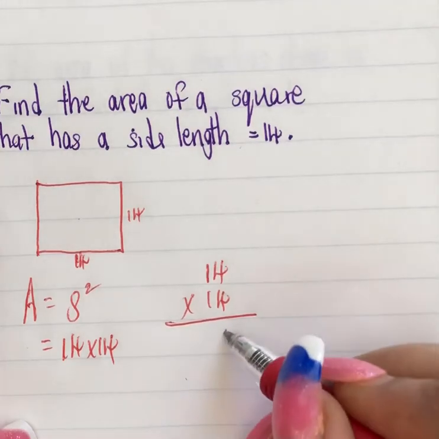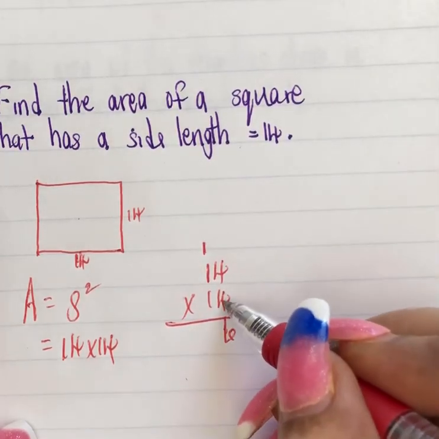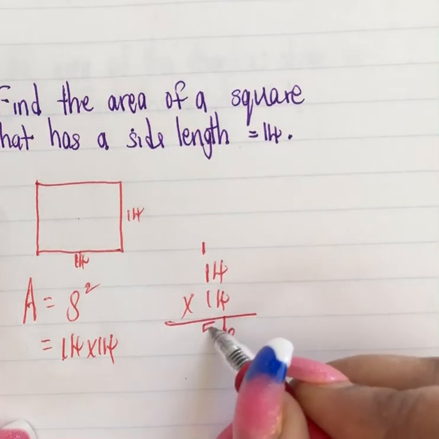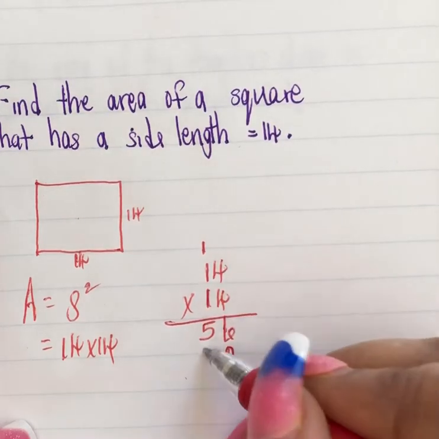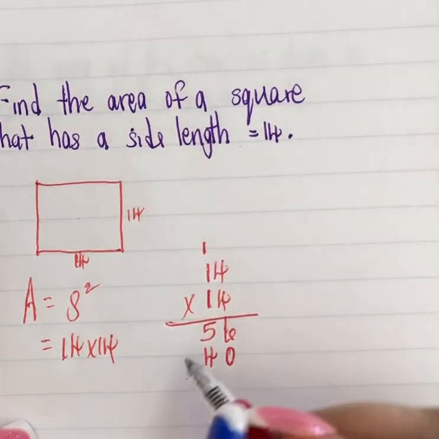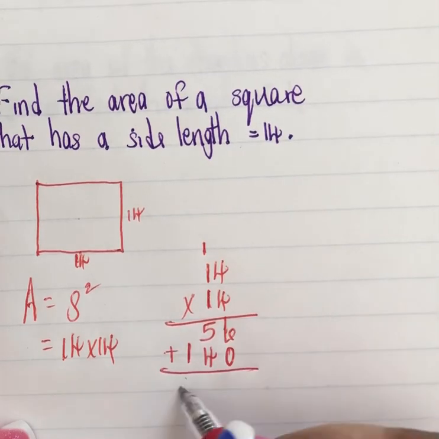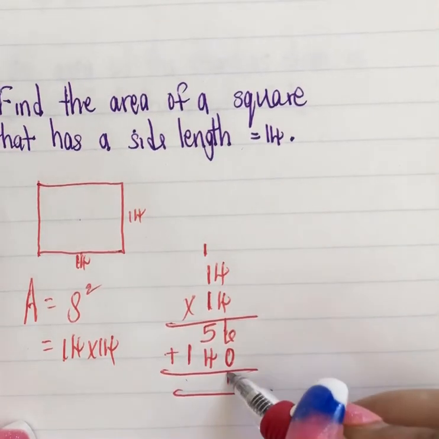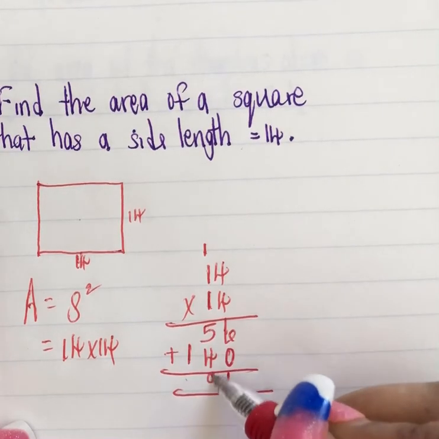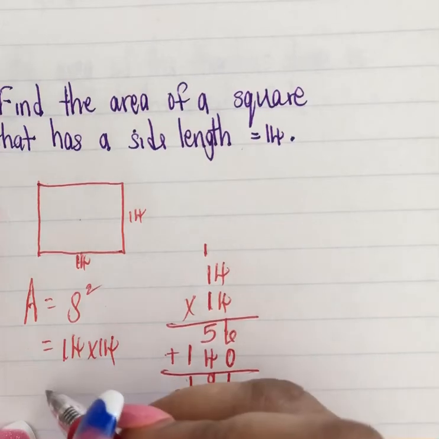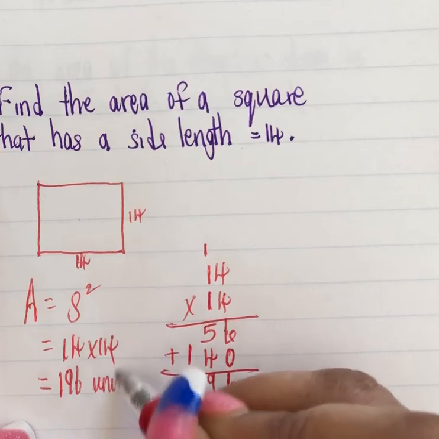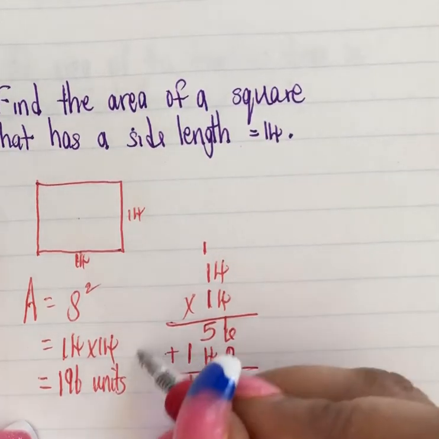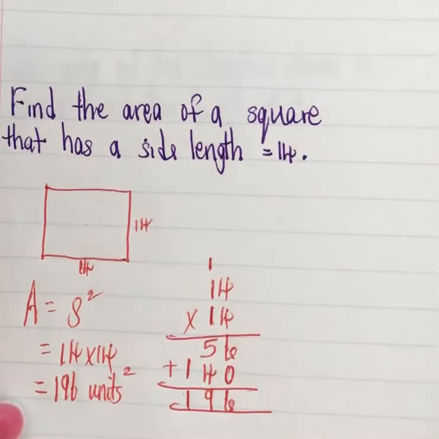4 multiplied by 4 is 16. 4 multiplied by 1 is 4, plus 1 is 5. So we move into the tens line now, so we add a 0. 1 multiplied by 4, 1 multiplied by 1. And then we find the sum of these two. 6 plus 0, 6. 5 plus 4, 9. And 1 plus 0 is 1. So the area of this square is 196 units square, right? 14 by 14, 196.